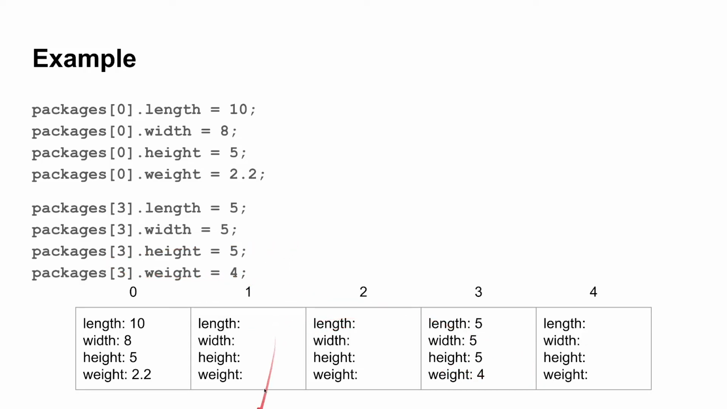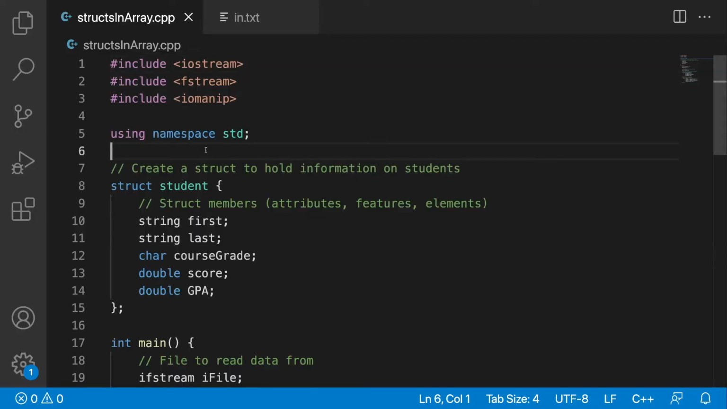You could do the same thing for each of these indices, but if you go past the end of this array, then you are going into the territory of getting a segmentation fault because that is an invalid location in memory. So don't go past the end of this array. Now let's take a look at arrays of structs from a program.